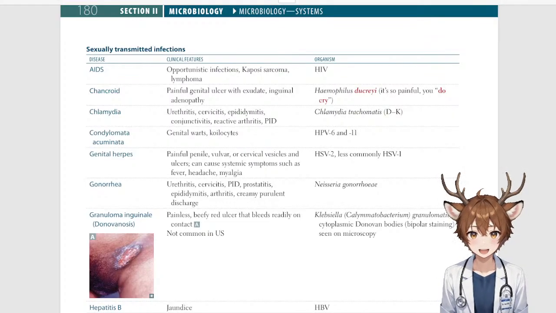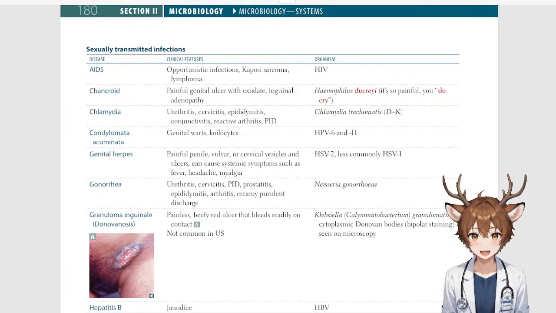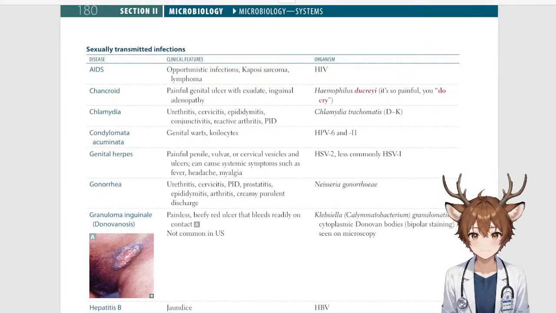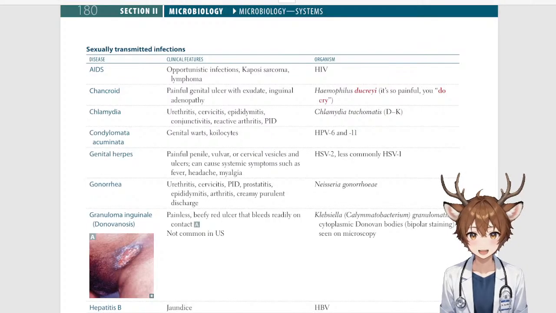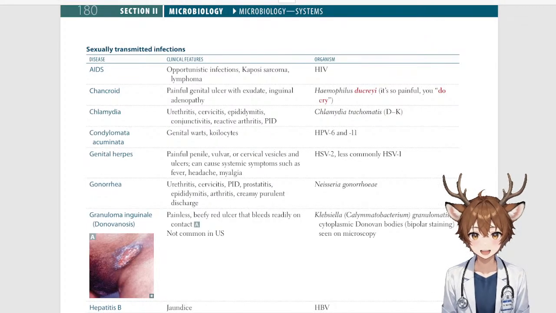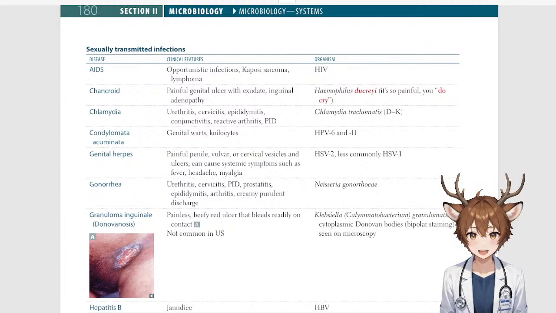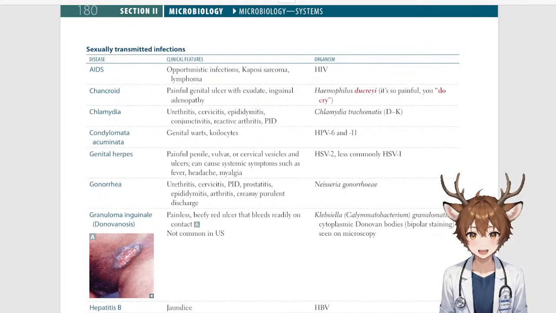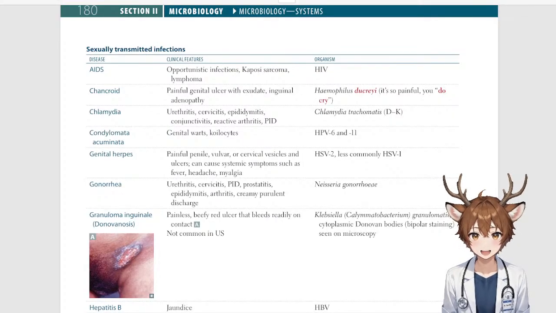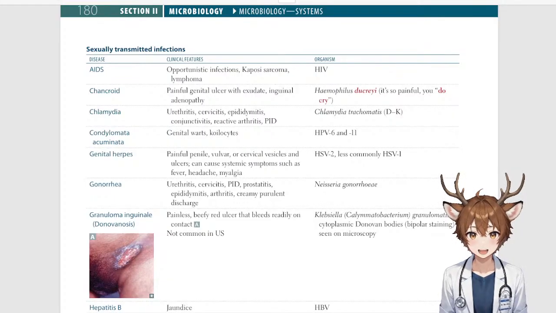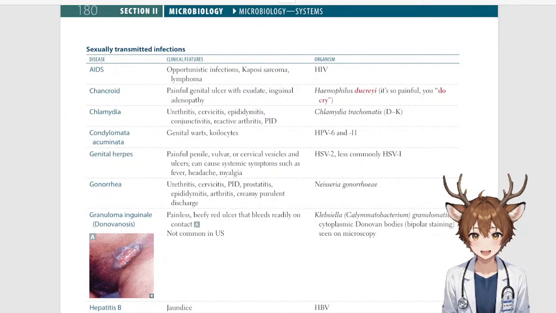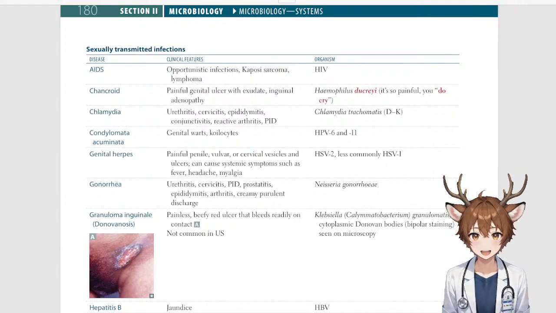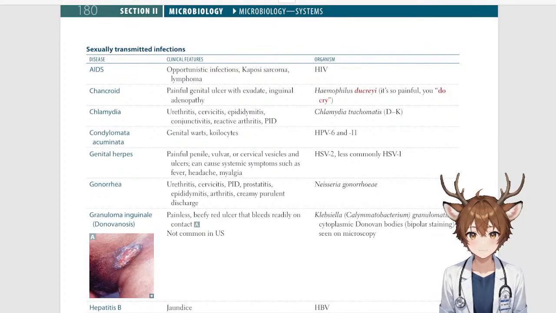Again, this is not a bad one to remember for a learning device. It's so painful that you cry because it's ducreyi, and it's a painful chancroid. Now, chlamydia, the disease, will cause urethritis, cervicitis, epididymitis, conjunctivitis, and reactive arthritis and PID. The pathogen would be Chlamydia trachomatis, serotypes D through K. Condylomata acuminata. Clinical features would be genital warts, which you can see, I think your book doesn't have it, but whatever. Genital warts and koilocytes for Condylomata acuminata. It's caused by HPV 6 and 11.